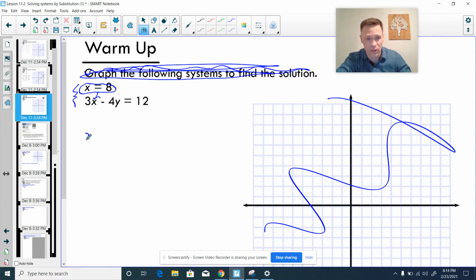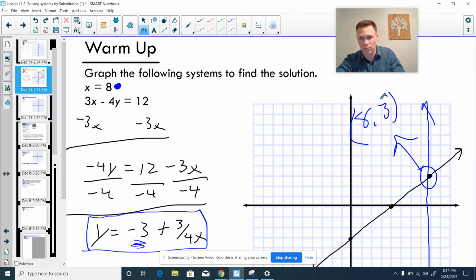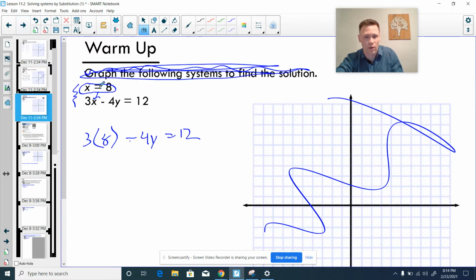Right? It would start off by looking like this. So 3 times 8 minus 4y would be equal to 12. And we would be able to solve this equation for y. That's what we would get. We'd get 3. And guess what we already know x is? We know that x is 8. And I know that this is a kind of cheap preview here, but this is exactly what we're going to be doing in today's lesson.